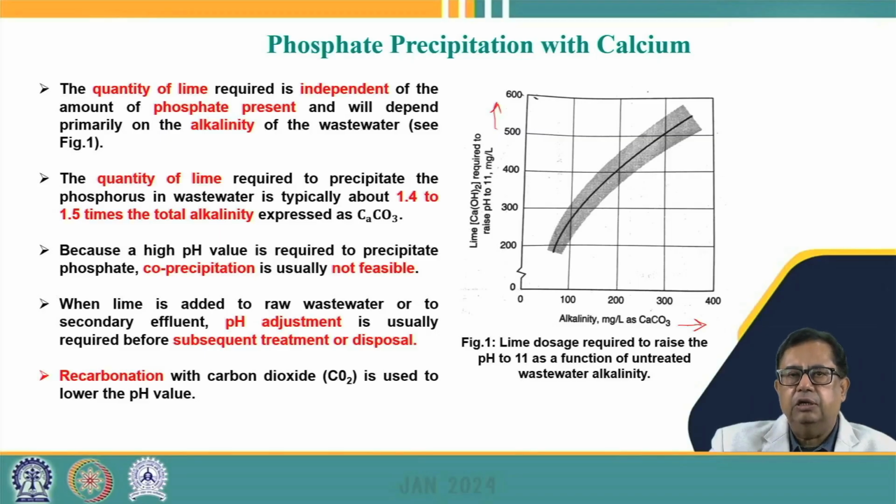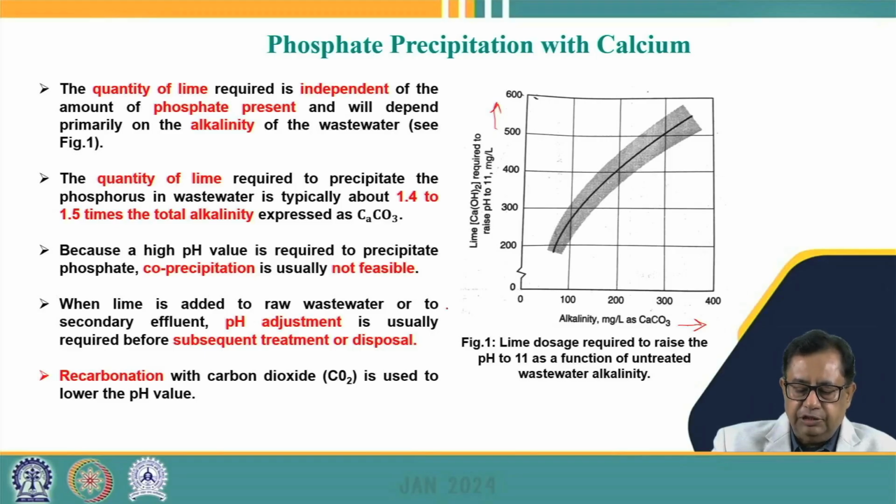As the pH value increases a lot when we are adding calcium, it is not feasible to use lime during co-precipitation. Co-precipitation means that if we are adding lime during the secondary processes of wastewater treatment, it may not be feasible because of high pH values. It may hamper the biological process that is treating the wastewater.